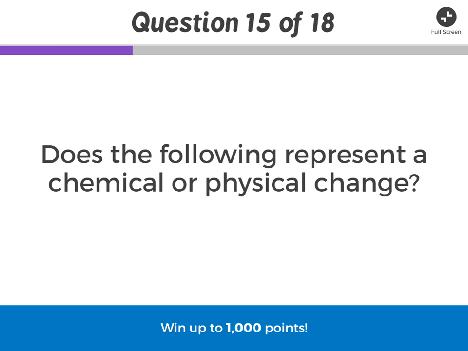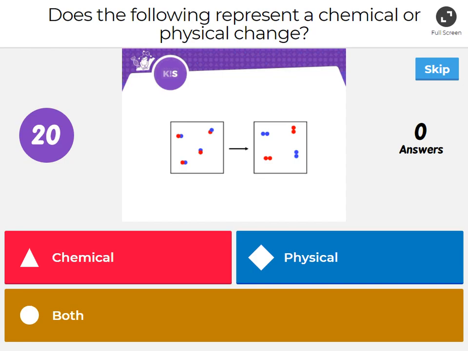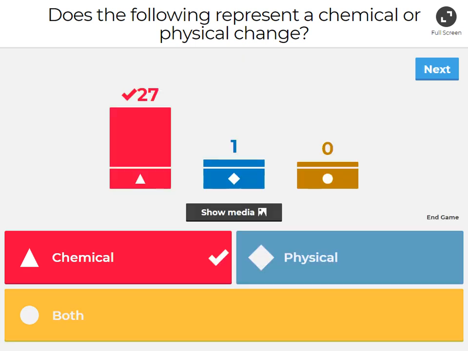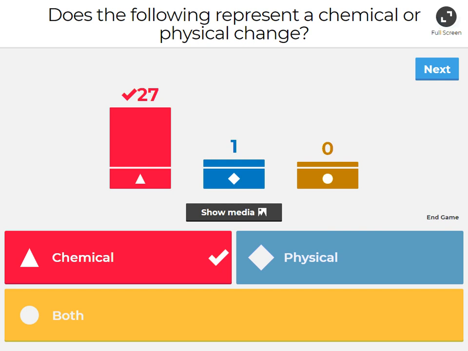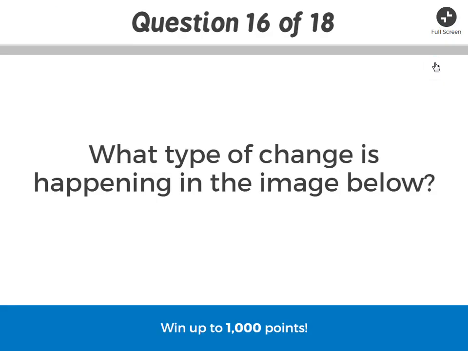Okay, here we go. Picture time. Got this one. All right, 28. Okay. This one, a bond broke, and then they rearranged to form new compounds. All the way chemical, that forms new compounds.